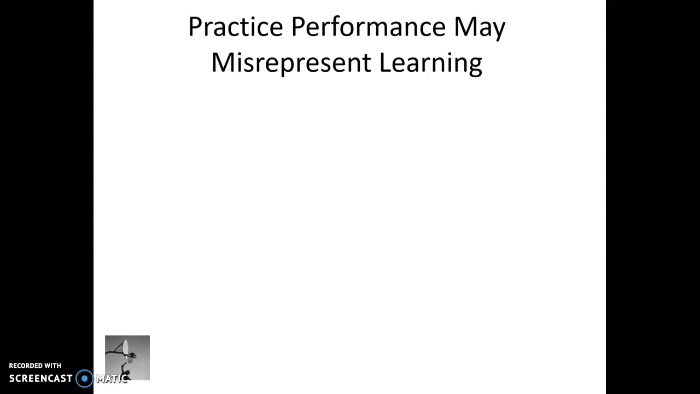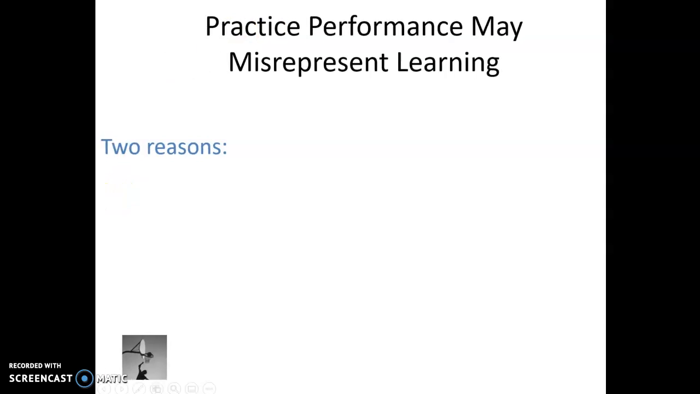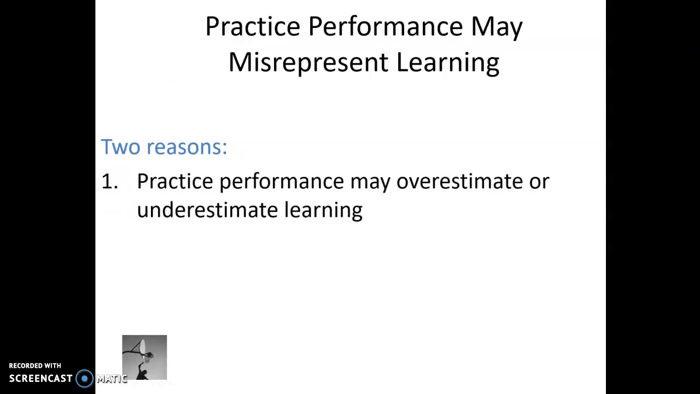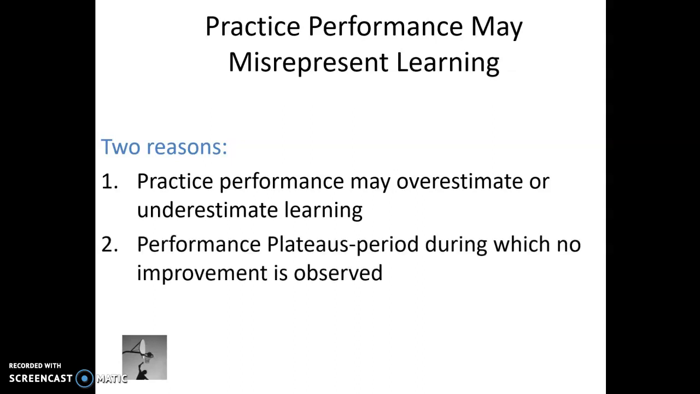As we finish up this chapter, we know that practice performance may actually misrepresent learning. Remember, learning is inferred as we watch practice trials. And there's two reasons for, there you go, two reasons. We know that a practice performance might actually overestimate or underestimate learning. They might do very, very well, but that doesn't mean that they've actually learned. It just might be a blip on the screen, or they might do very poorly, but actually learning is occurring. It's just not showing up.